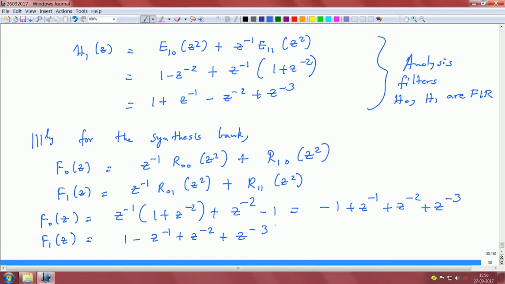and we still have synthesis filters to be FIR. Okay, and this is still good for alias cancellation, because f naught of z is h1 of minus z and f1 of z is minus h naught of minus z, and then this is still good for alias cancellation.